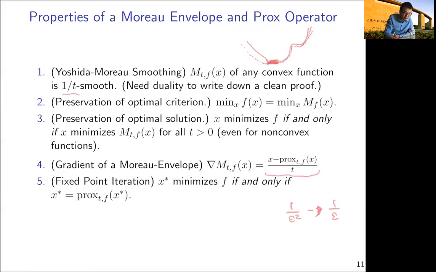And finally, if you keep solving these proximal iterations, then the only fixed point that satisfies this condition is actually the optimal solution that minimizes the original f. So that's a property that motivates the design of the proximal point algorithm, that keeps applying the proximal iterations again and again and again until it converges.